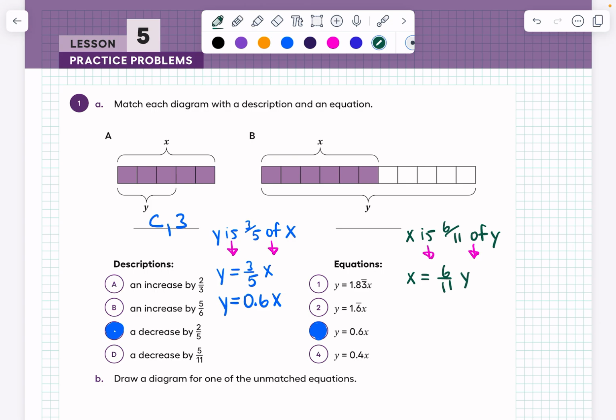times y. And we all know that the y equals equation is the preferred one, so I'm going to take the reciprocal. y equals 11/6x. So if you divide 11 by 6, you should get 1.83, with a bar on the 3 only, x. So that means this matches to number 1.